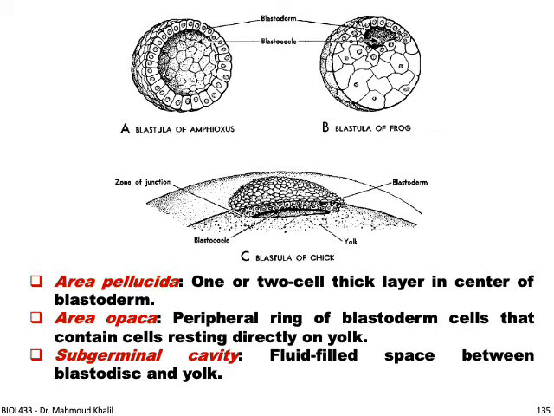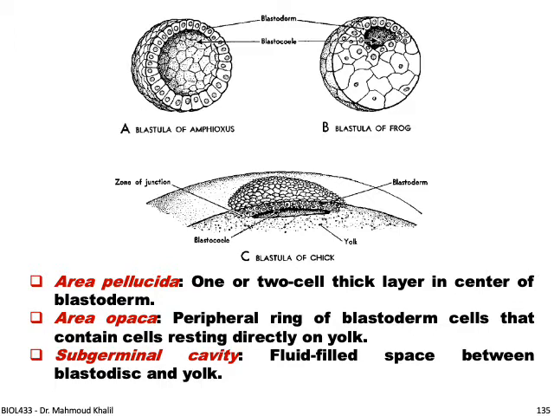In the case of the chick embryo, since all the cleavage occurs in the germinal disc, which is shifted to the side of the yolk, you can see that the blastocoele is limited to this region as well, on top of the yolk. And now the cells on top of this blastocoele are called the blastoderm.